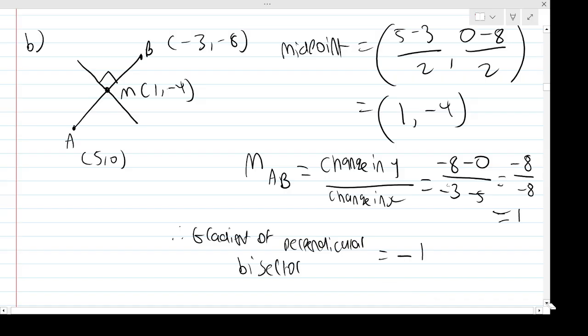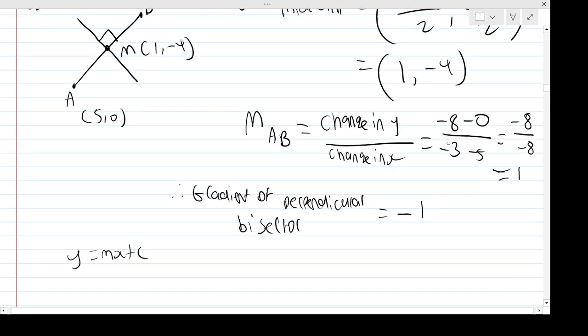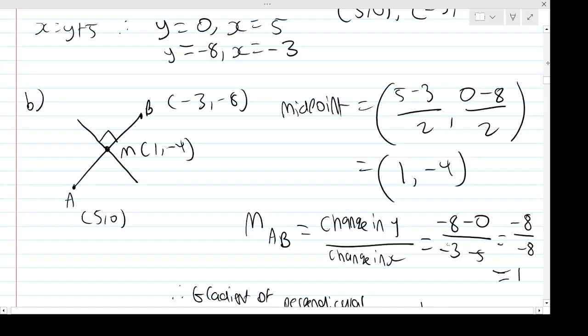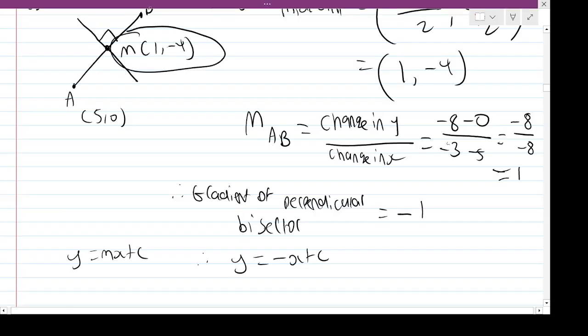Okay, cool. But now we know the line has to be in the form y is mx plus c. That's any line, right? But we know the gradient now is going to be minus 1, therefore y is minus x plus c, because m would be minus 1. Well, now we just need to find that c. That's why we worked out the midpoint, because now we have a point on the line that we can substitute into this equation here.